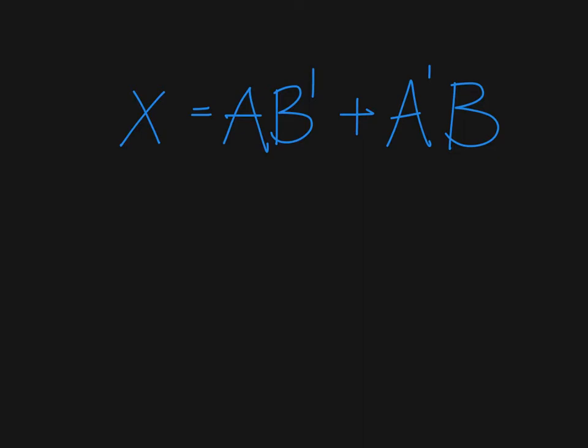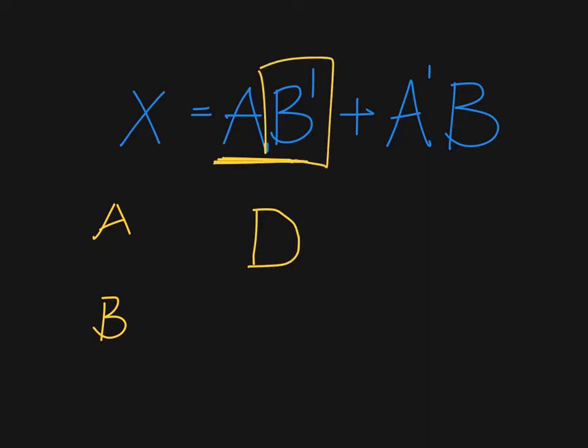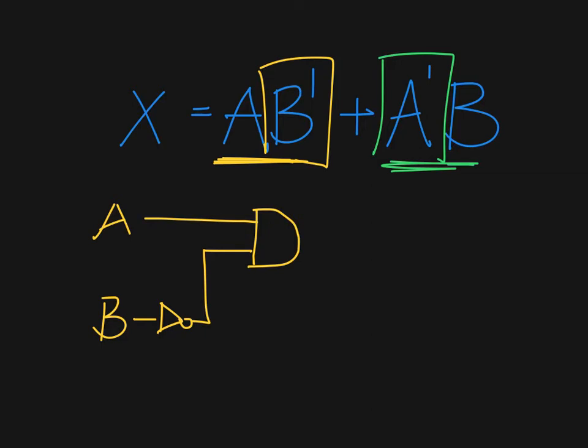Okay, so let's take each piece. We've got two inputs, A and B. The first one is an AND gate because they're multiplied here, but the B has a not in front of it, so we need a not in front of the B, and they both feed into one AND gate. Let's use a different color so we can keep track of this. Let's look at the second piece. In the second piece, the A is notted and it's with an AND gate with the B. So let's put a second AND gate here. This time the B simply goes straight in, but the A has a not.